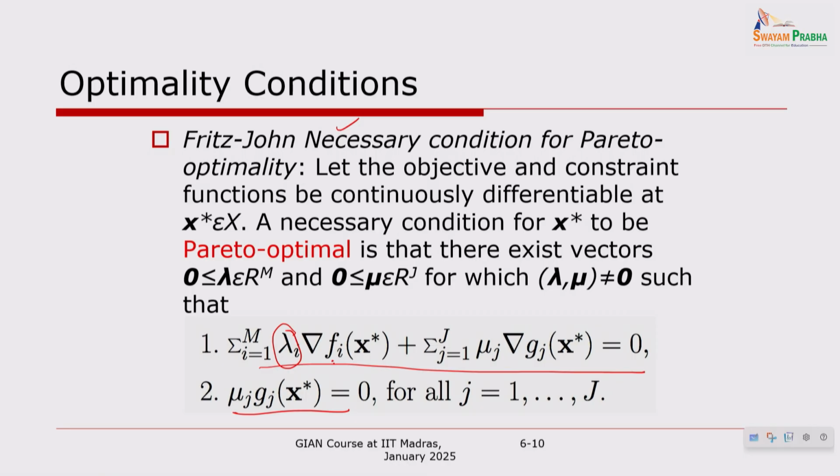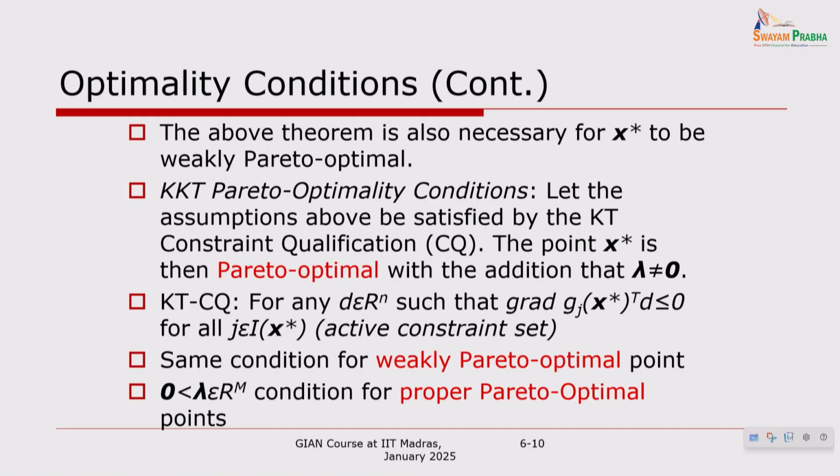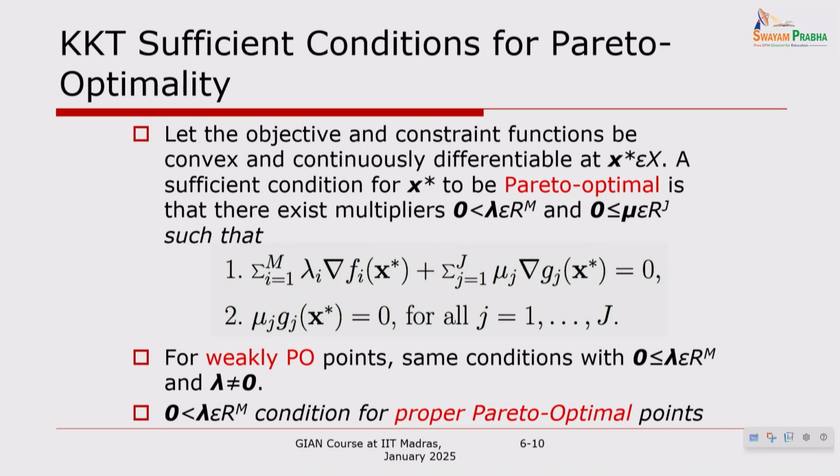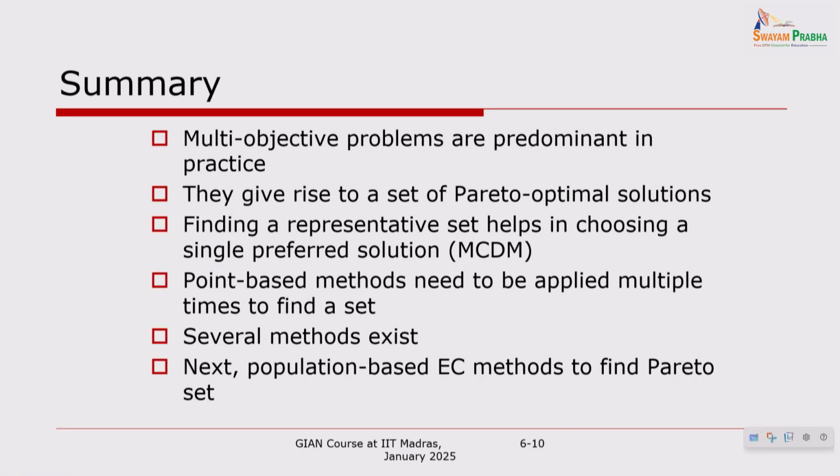In case of convexity, a KKT point becomes one of your Pareto optimal points, right? And then there are weak definitions and proper definitions as well. These are sufficient conditions, again for weakly Pareto and Pareto, very similar, but they relax the conditions on the lambda and mu a little bit. Again, I'm not going into the details. When you have free time, you can look into this if you're interested.